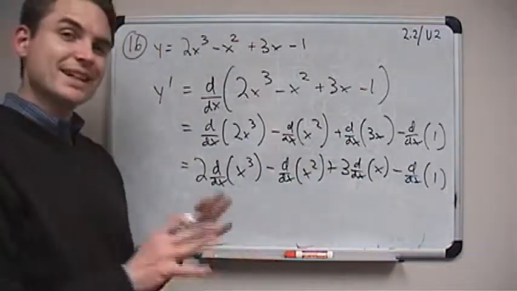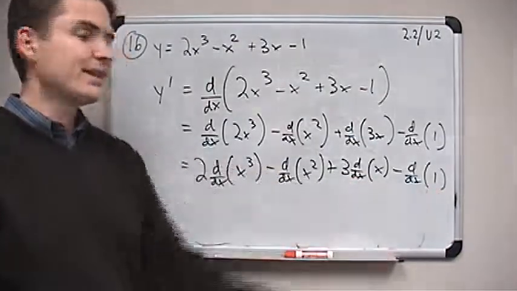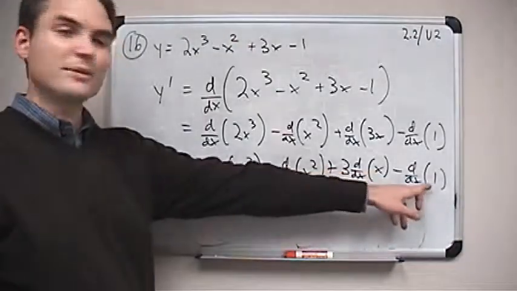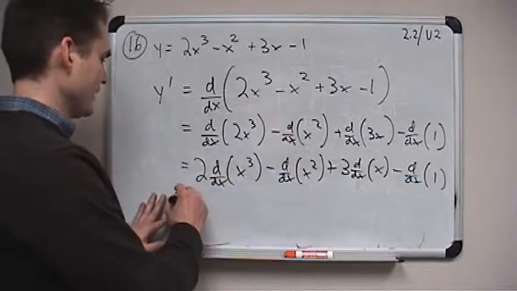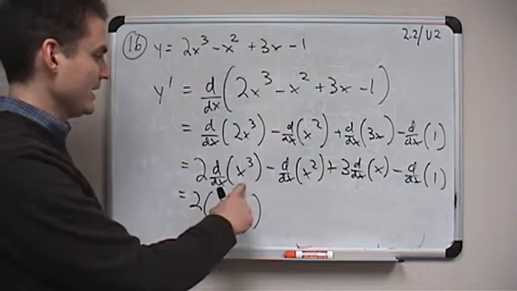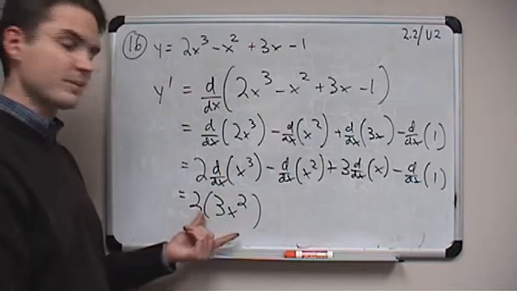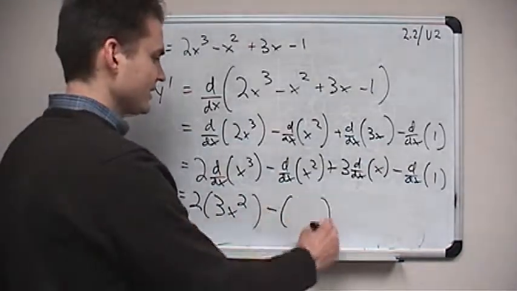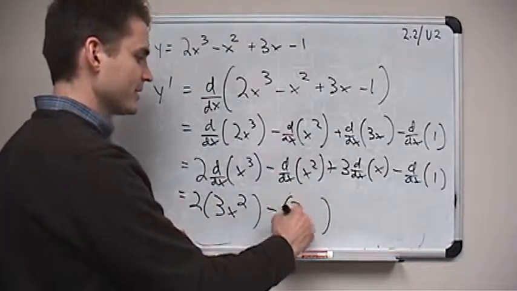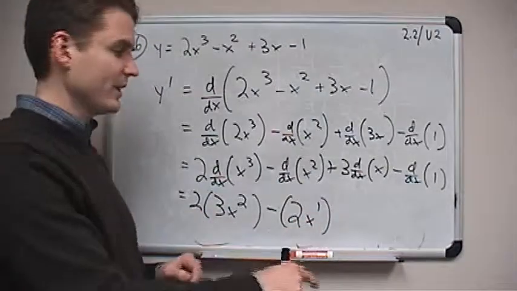Okay. Now, inside each of the derivatives I have to compute is either x to a power or just a constant. What other 2 rules do we have? We have a rule for taking the derivative of x to a power and the rule of finding the derivative of a constant. So this is 2 times, well, what is the derivative of x cubed? Well, the power rule says bring the power down and decrease it by 1. So it's 3x squared. Minus, well, we can go ahead and compute the derivative of x squared. Just the power rule. The power comes down and we decrease it by 1. So that's 2x to the power 1, or just 2x.